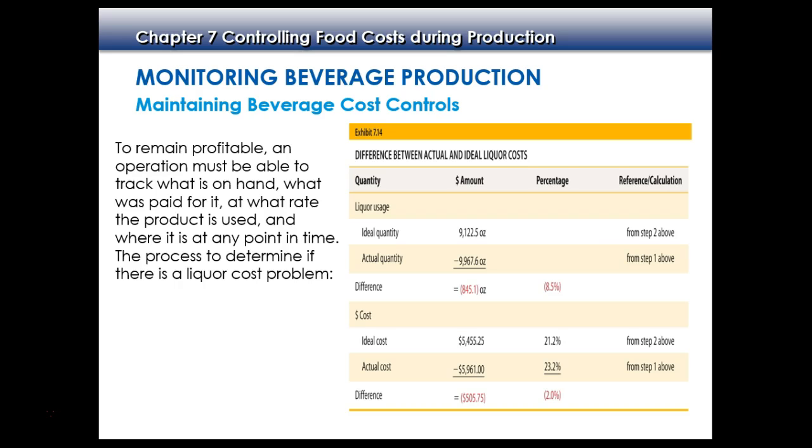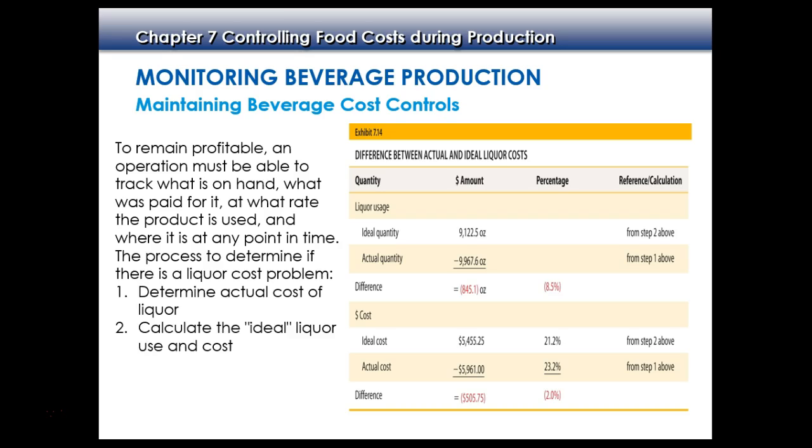So to remain profitable, an operation must be able to track what's on hand, what it's paid for, at what rate the product is being used, and where the product is at all times. This is just like our food. A lot of it is very similar. So if there is a problem, just like in food cost, you take your actual cost of sales, calculate your ideal, and look for that variance.